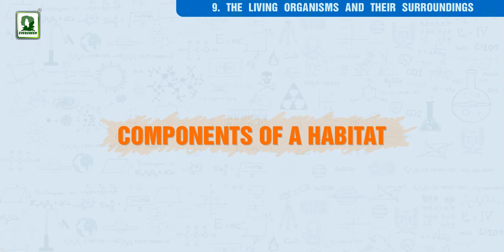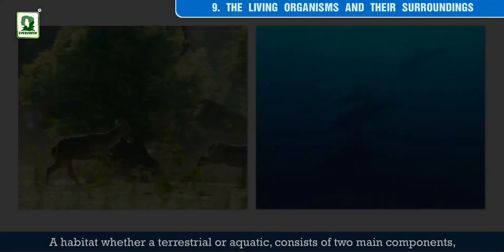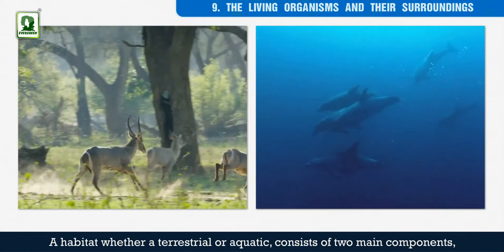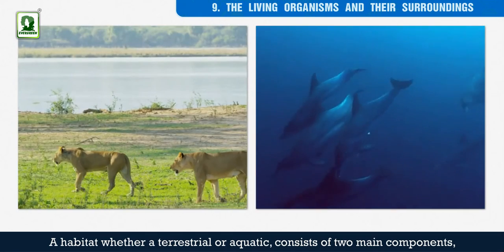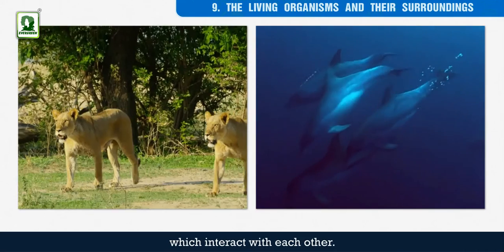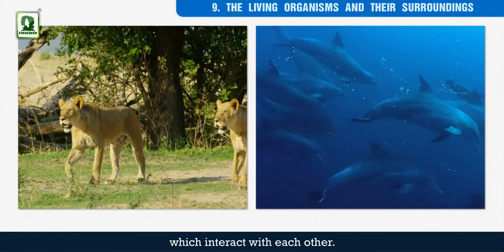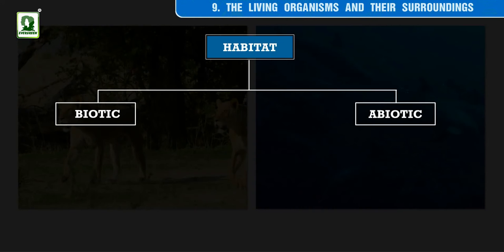Components of a habitat. A habitat, whether terrestrial or aquatic, consists of two main components, which interact with each other. These components are called the biotic components and the abiotic components.